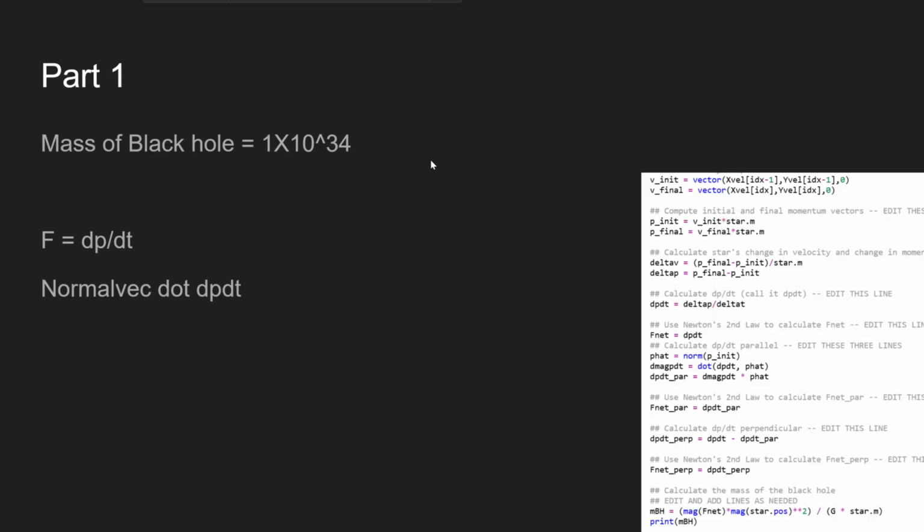In part one, I got the mass as 1 times 10 to the 34th. This makes sense. It's a black hole. It's really big, really massive. That's kind of the point.